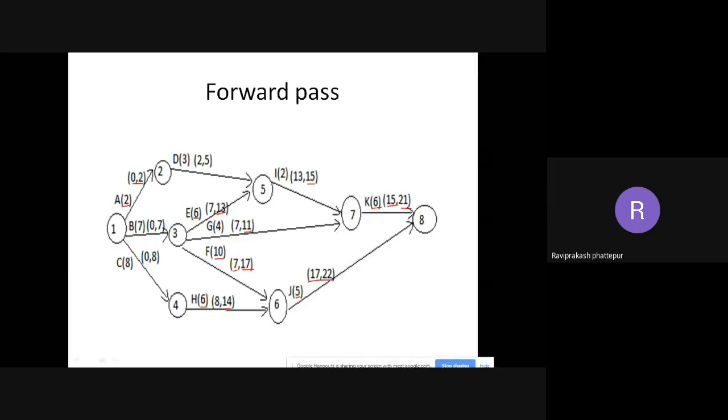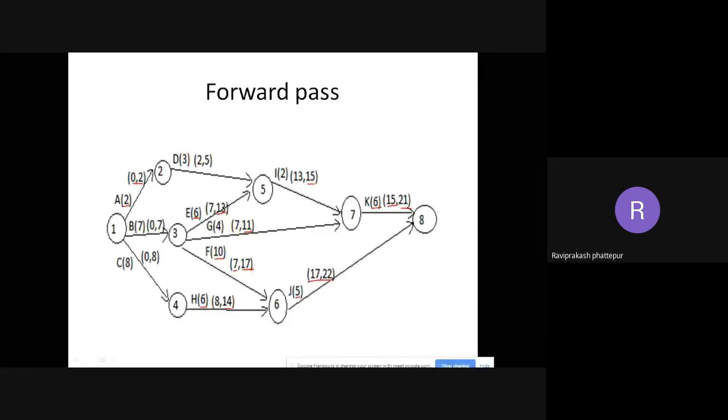Okay, so completed, students. Can I move to the next thing? That is the backward pass. Yeah, students, respond. Can you hear me? Yeah, students, can you hear me? Yes, sir. Is the next step the backward pass? Yes, sir.